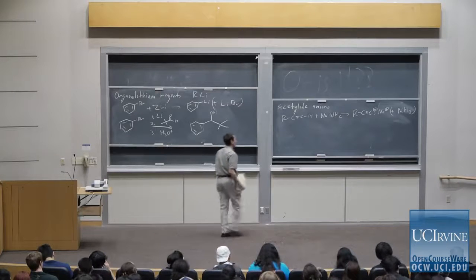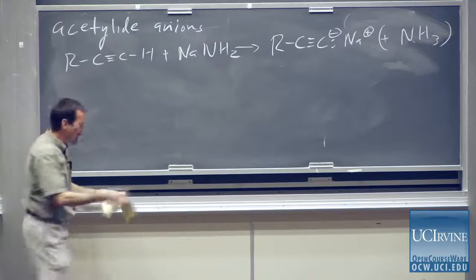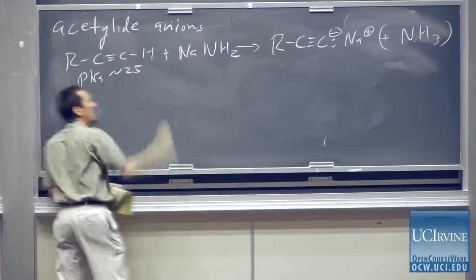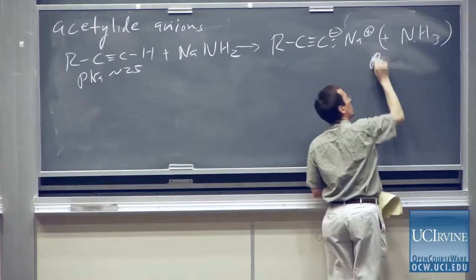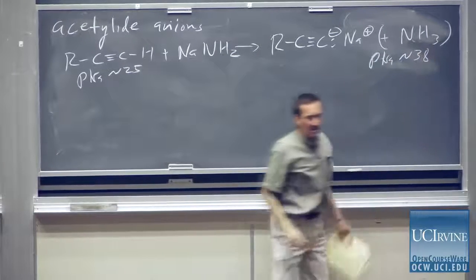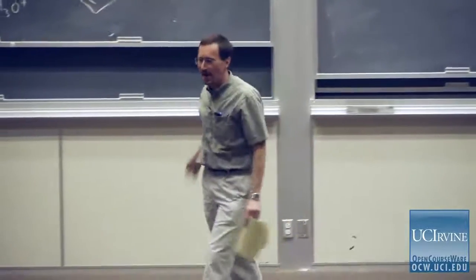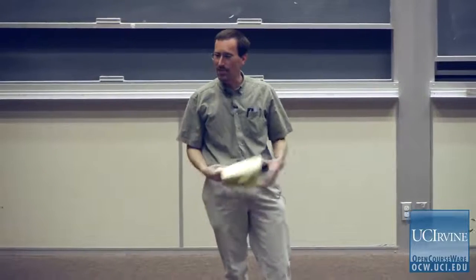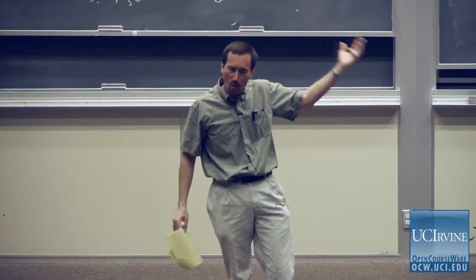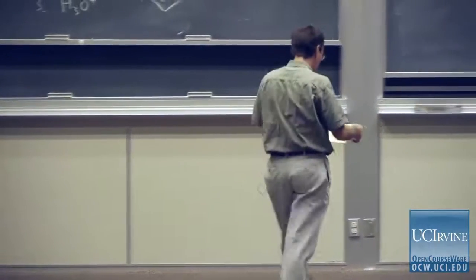And now we see ourselves very much in the situation of a Bronsted acid-Bronsted base reaction. So we have a pKa of about 25 and a pKa of about 38. And so that difference in pKa means that the equilibrium lies way, way, way to the right, with an equilibrium constant of 10 to the 13th or thereabouts. So basically, I throw in 1 mole of sodium amide and 1 mole of an alkyne, and I get essentially all acetylide anion.